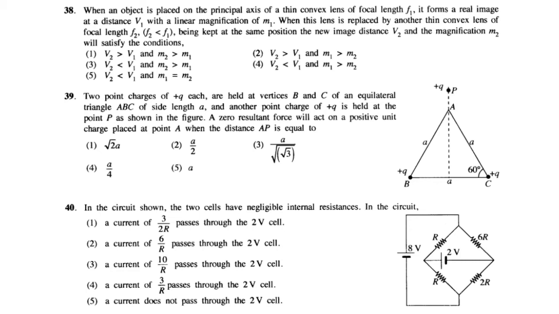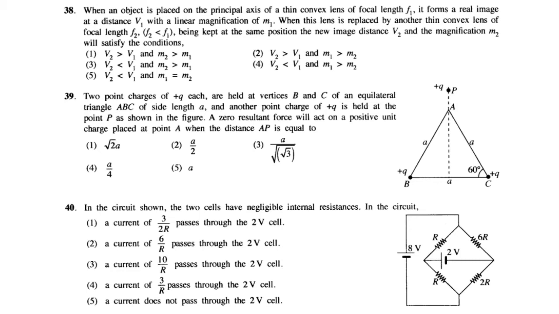Now we want to take the components in the AP direction and in the perpendicular direction. In the AP direction, we get F cos 30 plus F cos 30, which is 2F cos 30. In the perpendicular direction, we have F sin 30 and F sin 30. They are in opposite directions, so they will cancel off. So the remaining resultant force due to B and C is 2F cos 30.